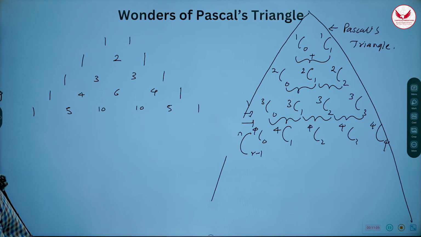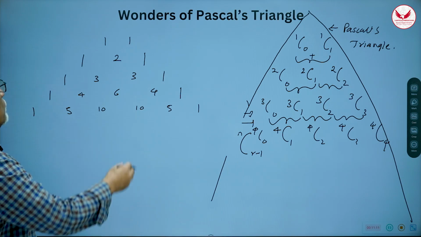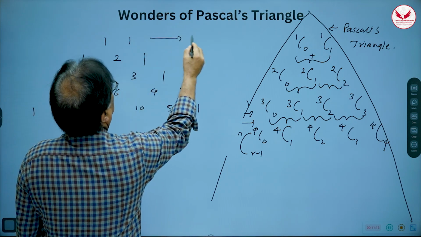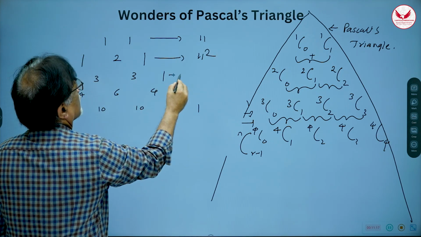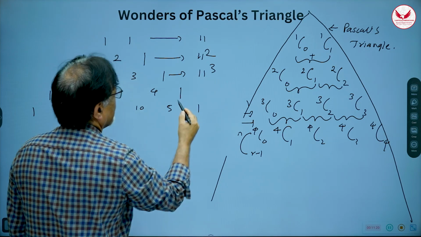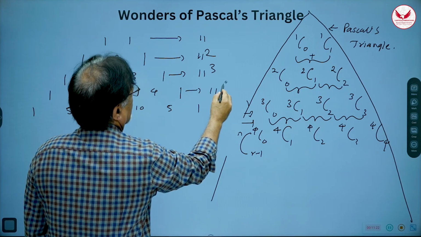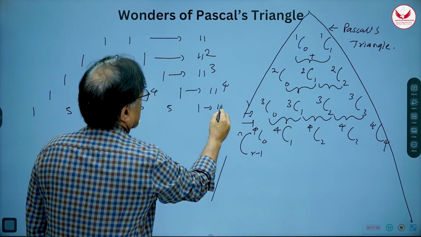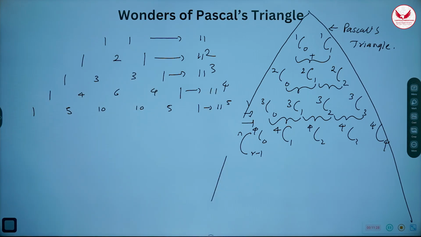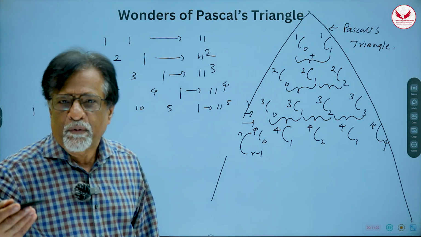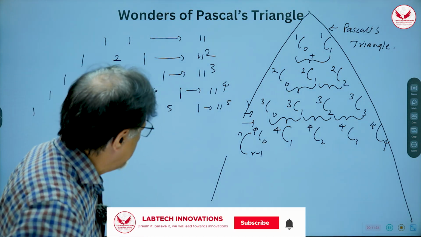What is this? First of all, you'll be surprised to know that this number is 11, correct? This number is 11 squared. This number is 11 cubed. This number is 11 raised to 4. This number is 11 raised to 5. Wonderful, right?